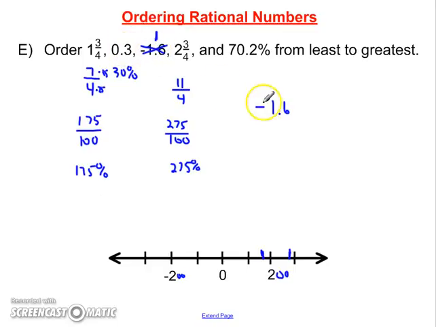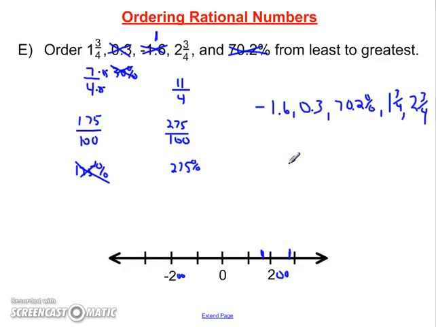Of the rest of them, it looks like 30%, which represented my 0 3/10, would be my second one, at least from the bottom, if we're going smallest to largest. So the 30% is out of the way. Of the remaining things, 70.2 or 70 2/10 would come next. And then 1 3/4, because that was my 175%. That one is now taken care of, leaving 2 3/4 as my largest. So there's my order from least to greatest.